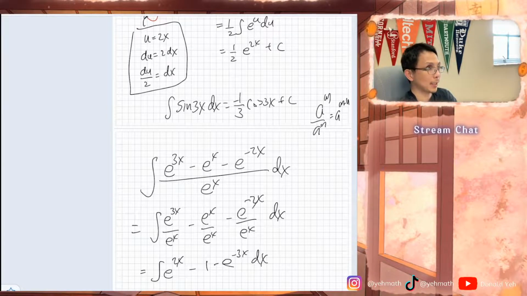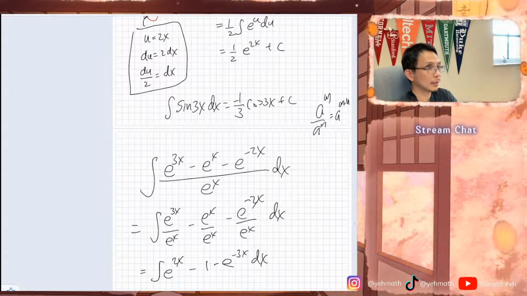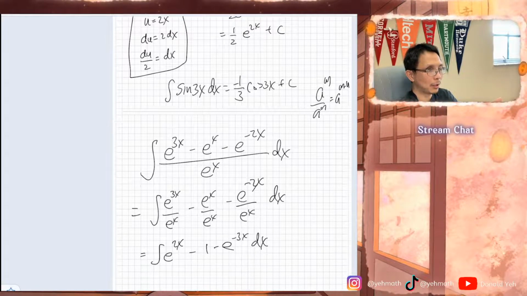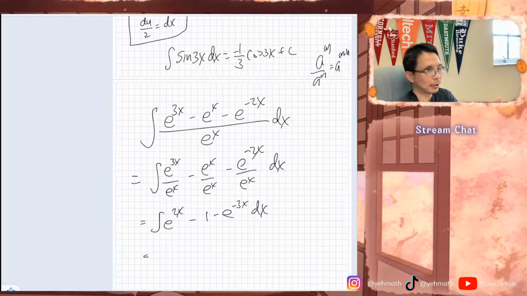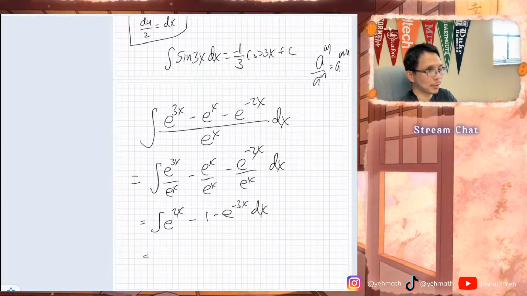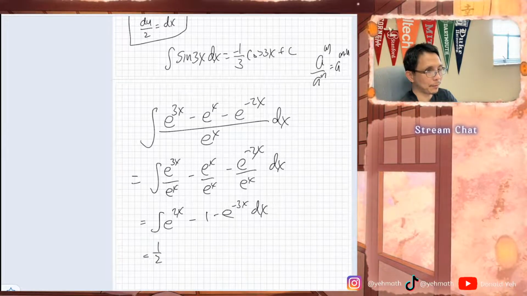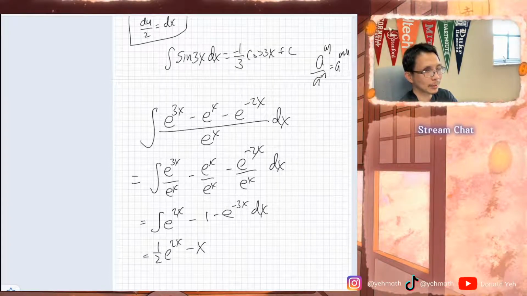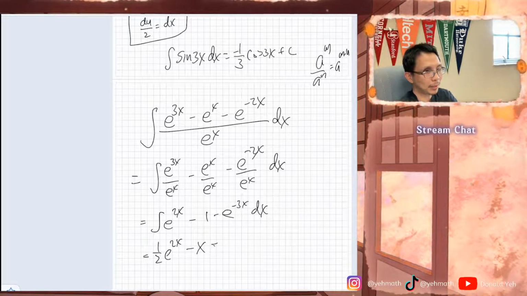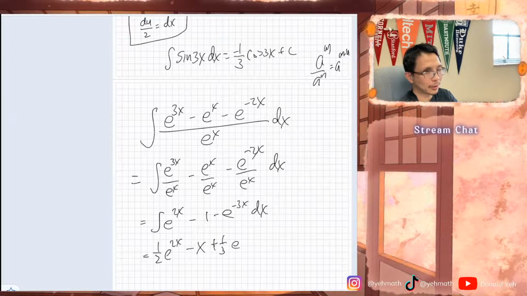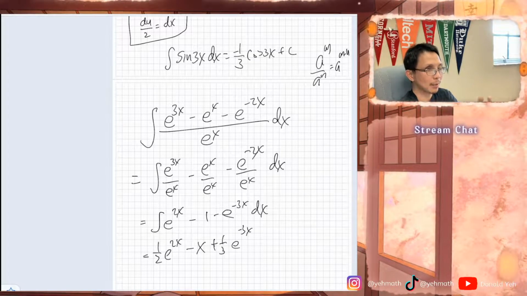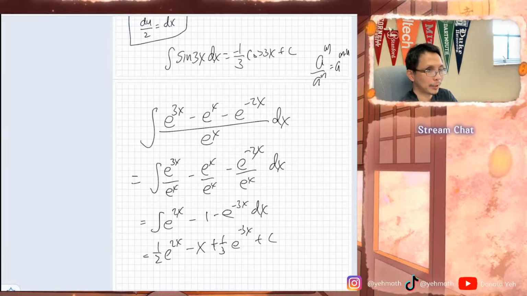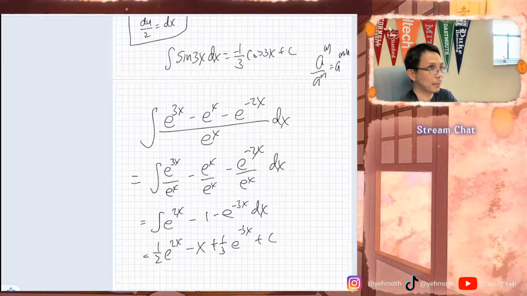Am I confusing anybody? This is just an algebra 1 technique. You already know this stuff. Then all you have to do is use that trick. Remember that trick? This is the first degree. Guess what? 1/2 e to the 2x minus x, plus 1 over 3 e to the negative 3x. Why plus? Because negative, negative, positive. Plus c. Done. Really complex looking problem, very simple solution.